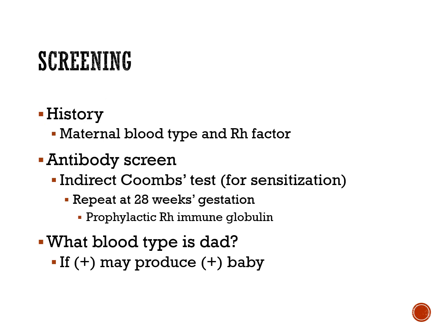So how do we screen? We get a history, maternal blood type, and RH. An antibody screen, the indirect Coombs test, for sensitization. We repeat it at 28 weeks gestation. They're going to get the prophylactic RH immune globulin, which is that RhoGAM. And sometimes you can type the father. So if mom's negative and you're 100% sure that's dad and he's negative, then mom will not have to have RhoGAM.